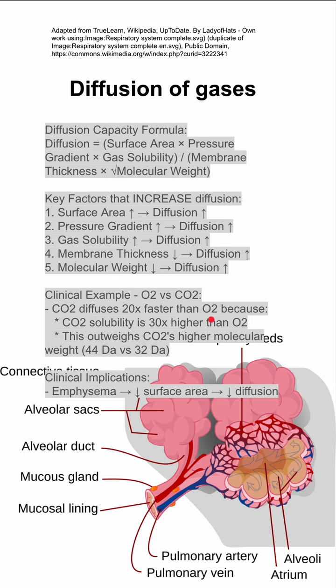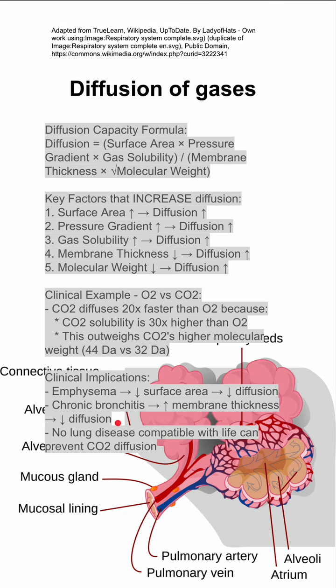There are some clinical implications. In emphysema, you have decreased surface area, which will lead to a decrease in diffusion. In chronic bronchitis, you have increased membrane thickness, which will lead to a decrease in diffusion. There are no lung diseases that are compatible with life that can prevent carbon dioxide diffusion. This is like a major requirement for people to survive.